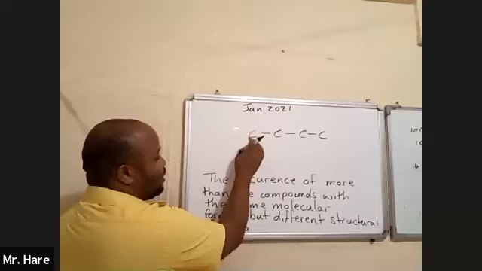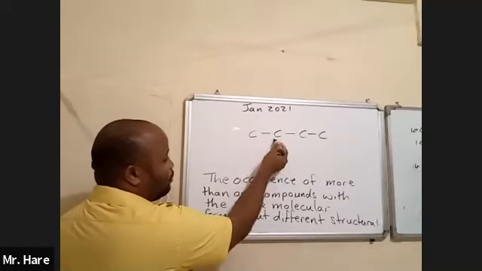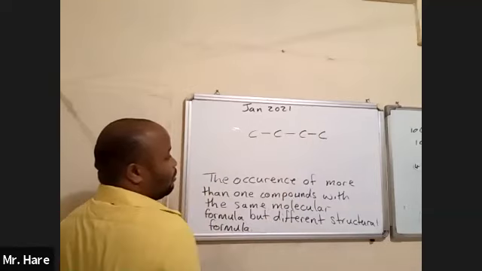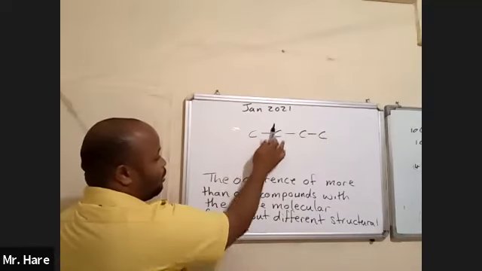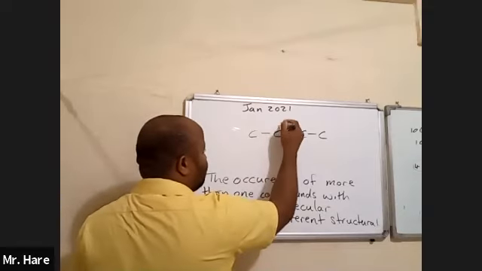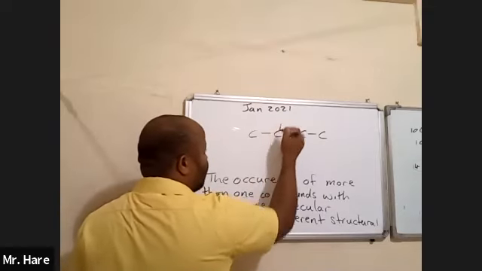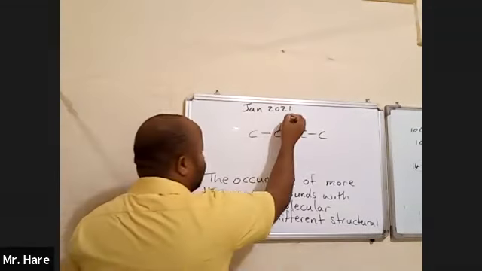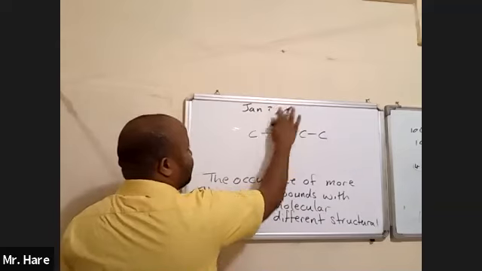If I'm counting from this direction, this is carbon 2. If I'm starting from this direction, this is carbon 2. I'm going to start from here. So this will become carbon 2. So on carbon 2, I must have a methyl group. And the methyl group is a CH3 group, a carbon with 3 hydrogens.